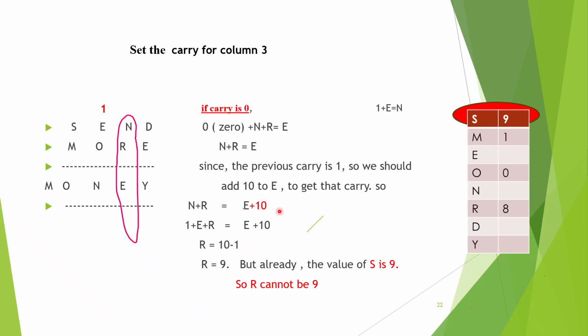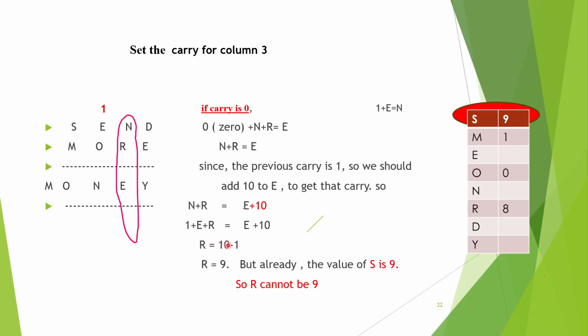Do you understand? N can be expanded as 1 plus E, right? 1 plus E equal to N, the equation we saw in the previous slide. Equation number 1, right? So substitute here. Substitute N by 1 plus E. So 1 plus E plus R equal to E plus 10.